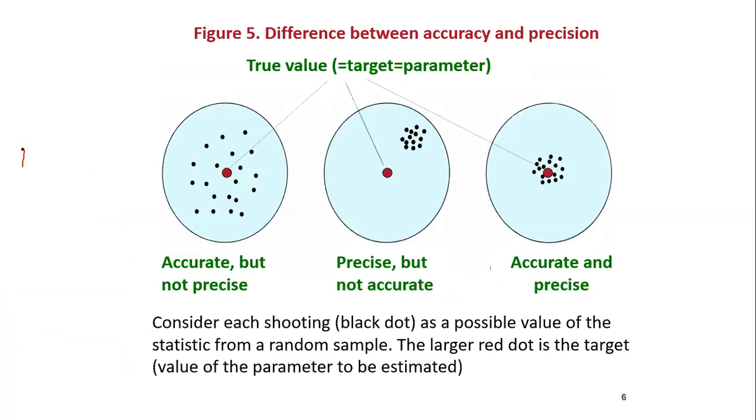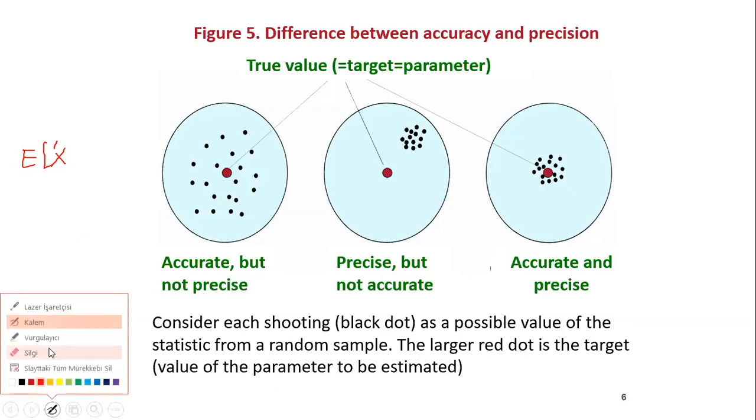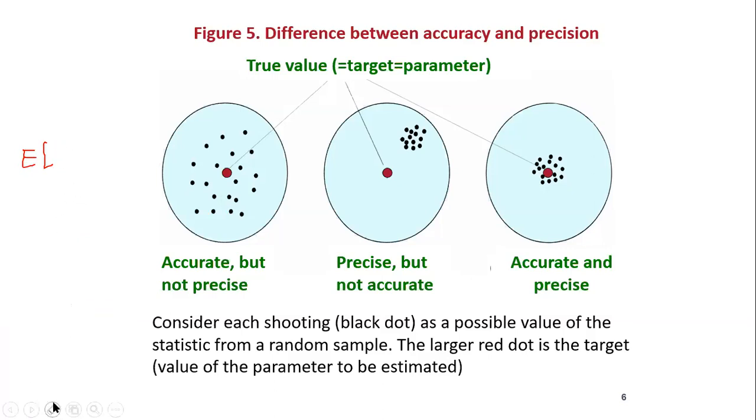So for example, let's talk about our X bar and mu. Let me say I have an estimator and its name is mu hat 1. In general, if you have a hat here, it means that it's an estimator of the parameter mu. This one shows that the expected value of mu hat 1 is equal to what? It's trying to estimate mu, hence this is equal to mu.